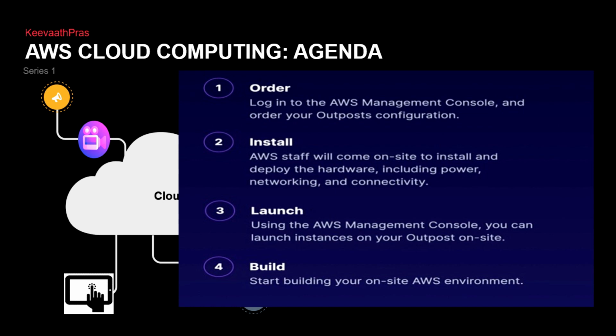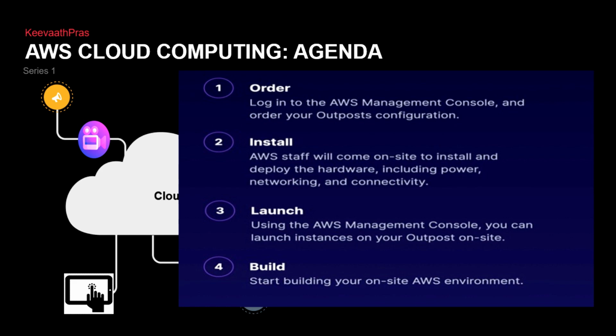Now, you actually order the Outpost. You log into your AWS Management Console and order your Outpost configuration. AWS staff will come on site to install and deploy the hardware, including the power, networking and connectivity. Okay, and you can use the AWS Management Console, which we actually showed in the lecture. You can launch your instances on your Outpost on site, and you can start building your on-site AWS environment. So this is the way you would do your Outpost.